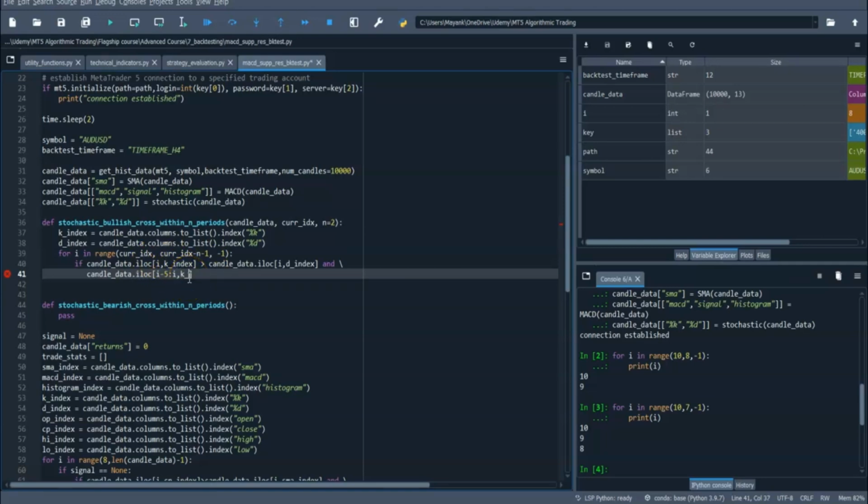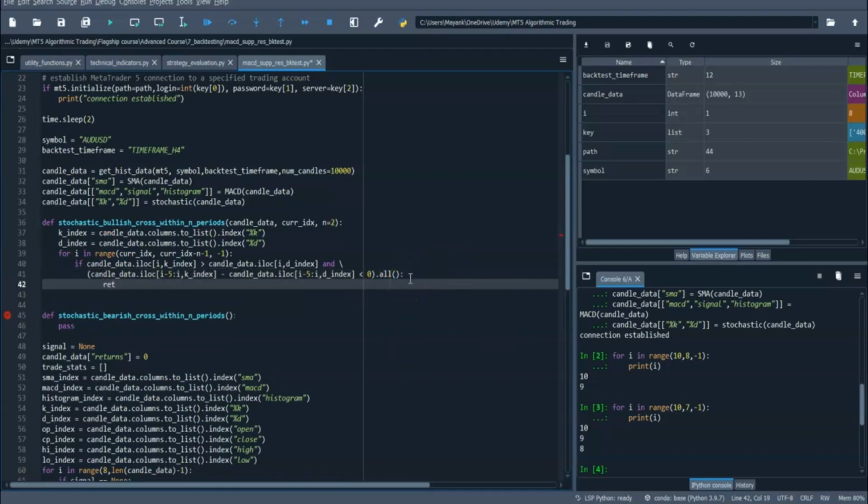And then this would be the K index. We are going to subtract these 5 values, the K index values, with the corresponding D index values. And we have to ensure that all of these were negative. Okay? Dot all. So that will take care of my bullish crossover. So if that's happened, we can return true.